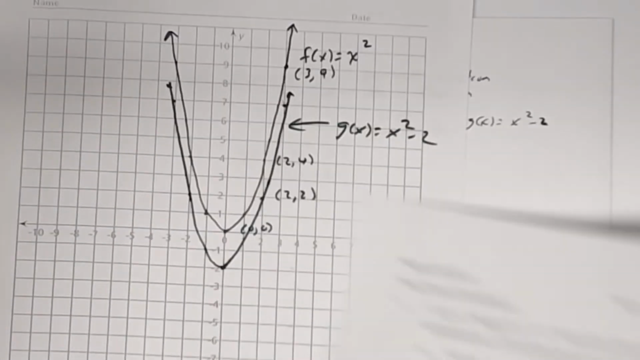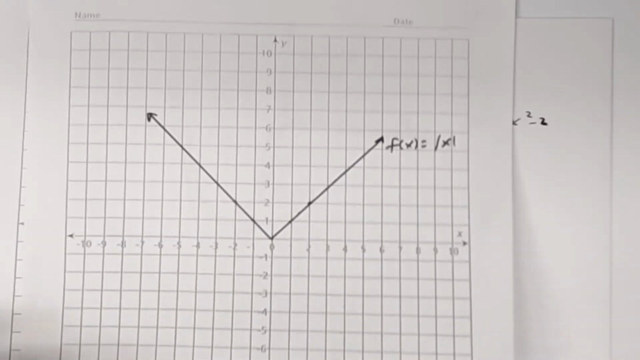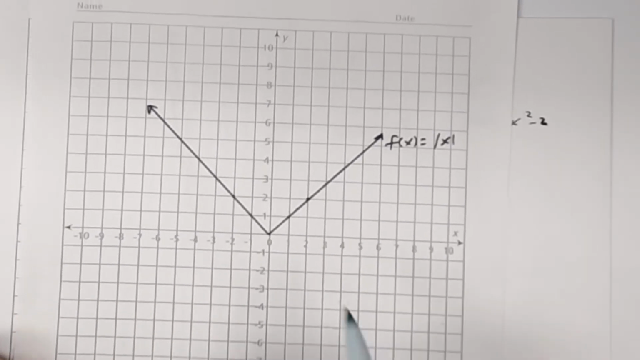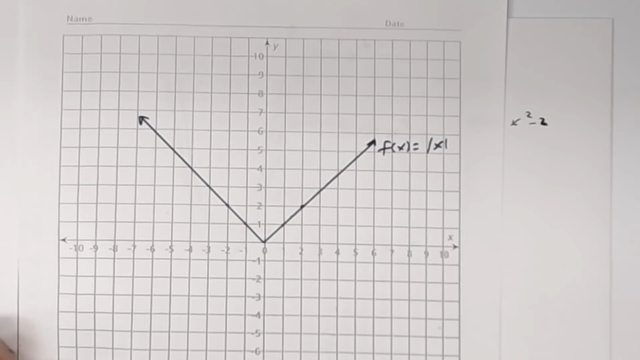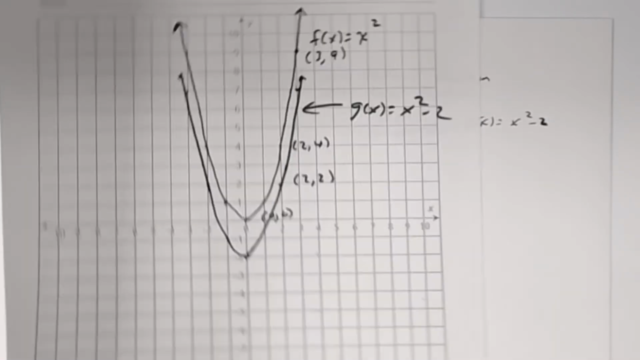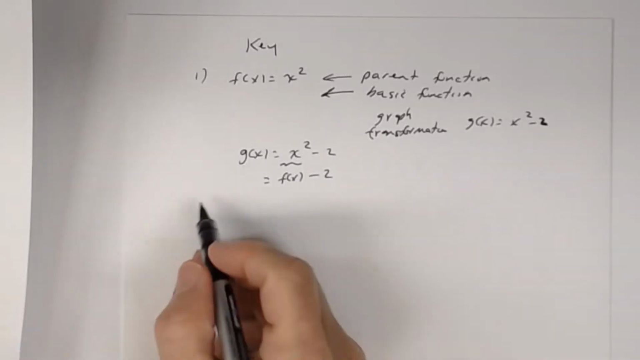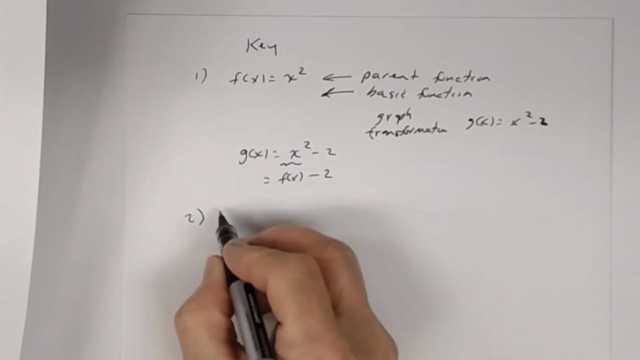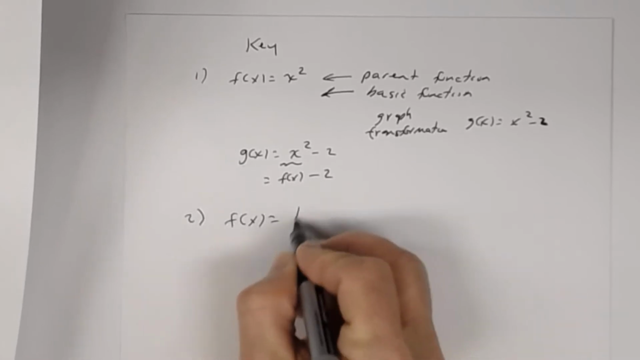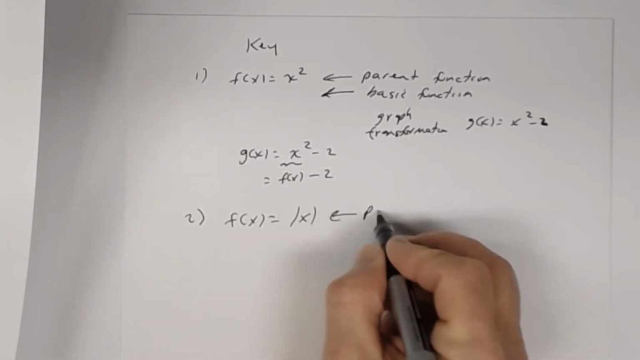Okay? All right, let's look at number 2. Number 2, the parent function this time is the absolute value function. So let me remind you what that looks like. You graphed these last semester, and you also graphed these in a previous lesson in this course. So there's the absolute value function. All right. Now, let me go ahead and write this down. So number 2, you have your parent function, which is the absolute value of x. So that's your parent function.